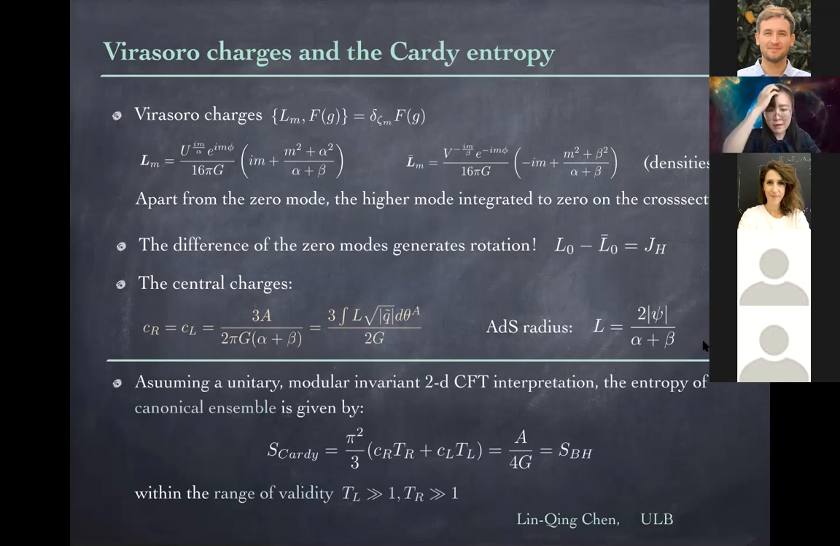So then assuming a unitary modular invariant 2D CFT interpretation, the entropy of the canonical ensemble is given by the following form, and it reproduces the Bekenstein-Hawking entropy. And this could be done within the range of validity because we have a freedom on this alpha and beta as temperature.